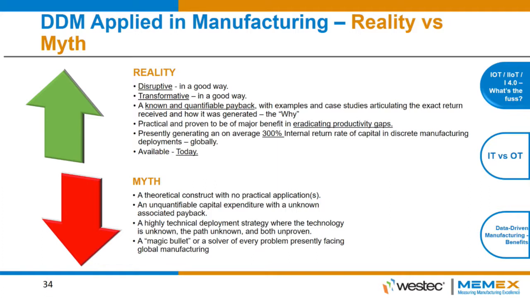Well, what's the reality of data-driven manufacturing applied to manufacturing? Well, it's both disruptive and transformative in a good way. It's a known and quantifiable payback. It's practically proven to eradicate productivity gaps. So everybody's trying to do more with less or the same level of effort. And it generates on average about a 300% internal rate of return on capital, or about a 4-month payback, and it's available today.